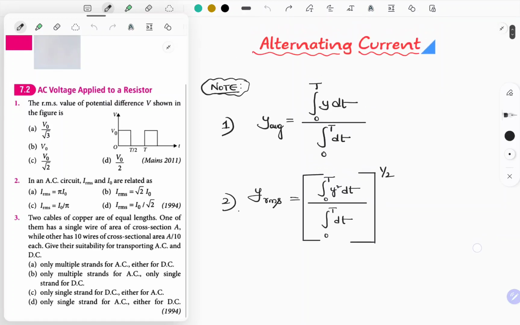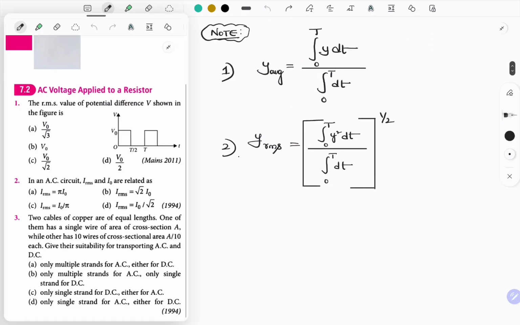So, the very first thing, I've given some note points to understand how to find out the average value and RMS value of any given quantity. Here, y is a function which is varying with respect to time. Then, to find out average and RMS, these are the formulas. So, we have to remember these formulas to find out average and RMS for any kind of alternating quantity they give in the question.